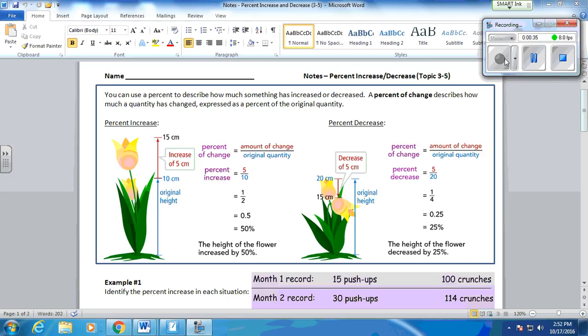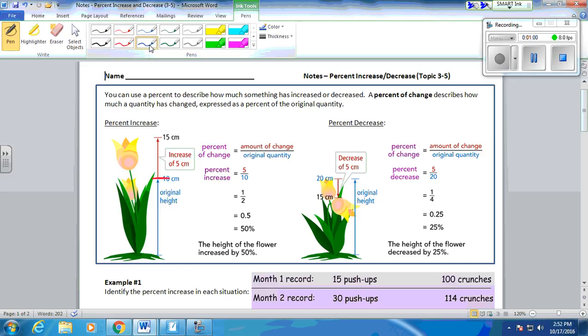So people will say, my company grew 45%. Well, they have to figure out what was the original quantity and say from the original quantity, they went up 45%. So what is being shown here in the box is two scenarios, because percent change can either be an increase or decrease. The first one, percent increase, they're showing us that the original height of the tulip was 10 centimeters, and then it had an increase to 15 centimeters.